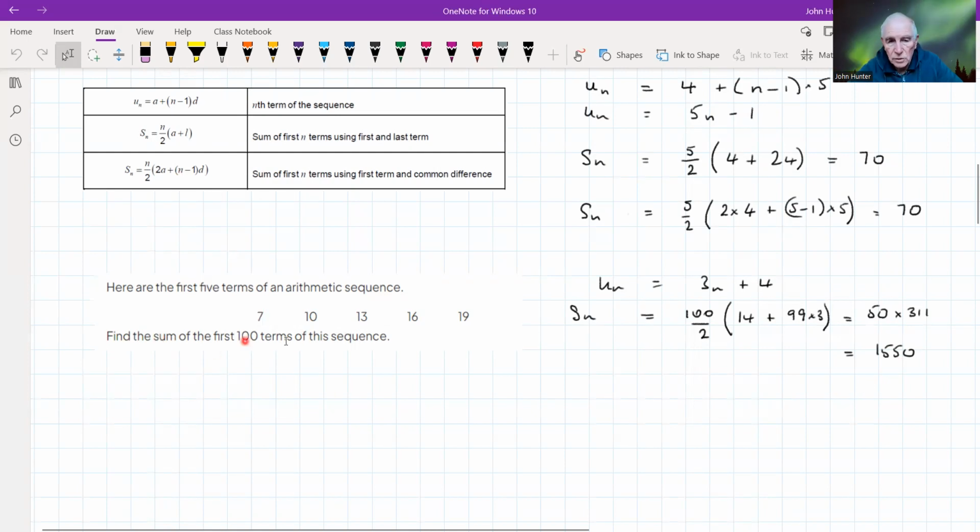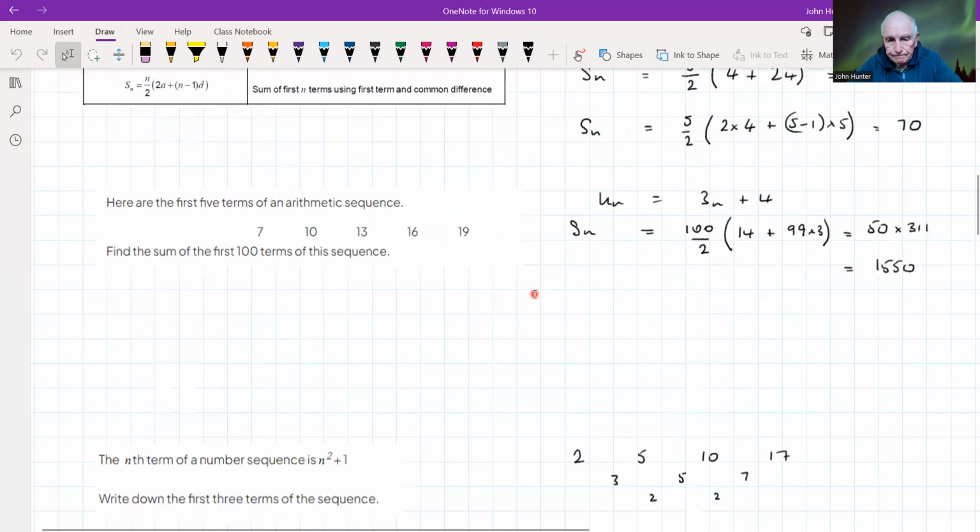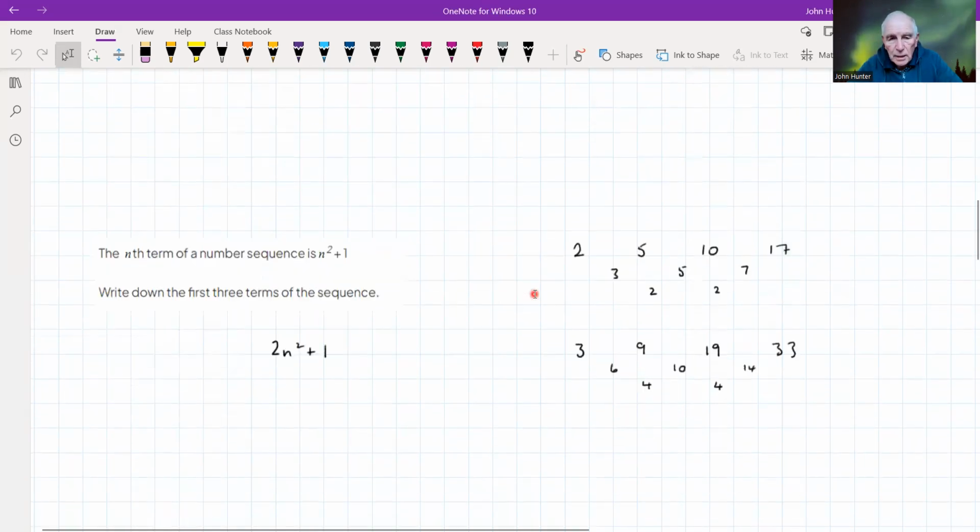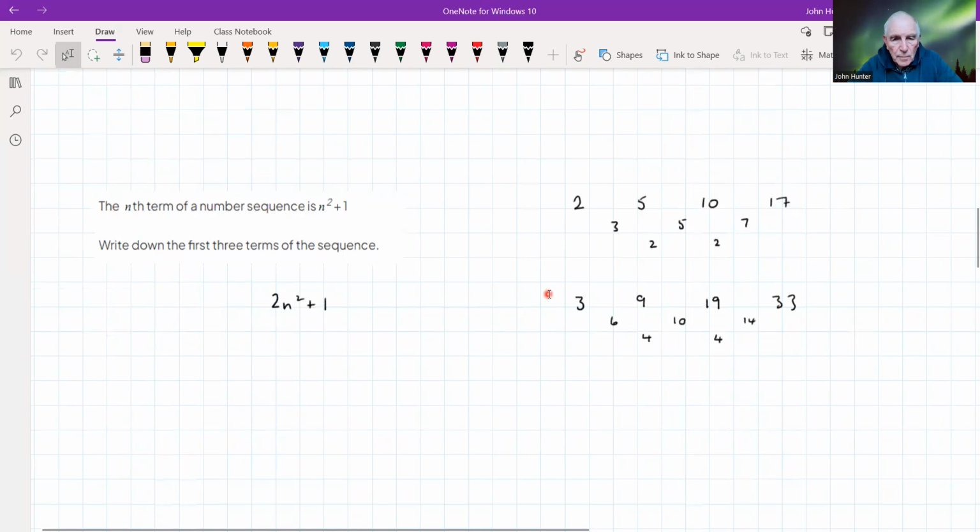So that is the sum of the first 100 terms of that sequence. Right, good. Okay. Let's just for a moment think about having a quadratic in there. I'm going to do more on this in a moment. But the nth term of a number sequence is n squared plus 1.